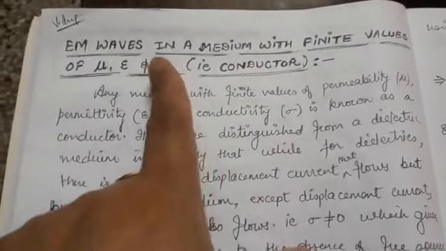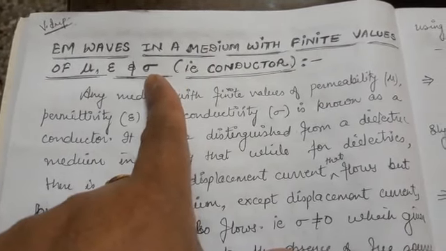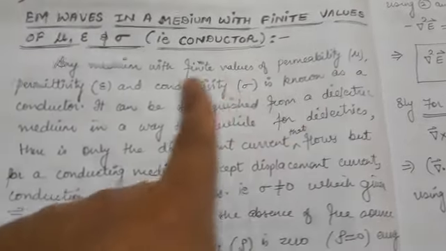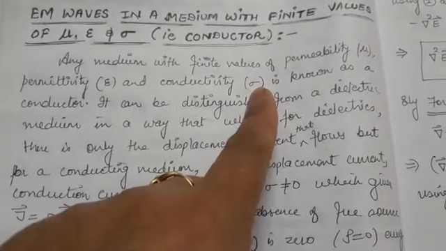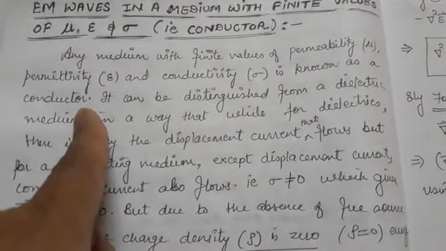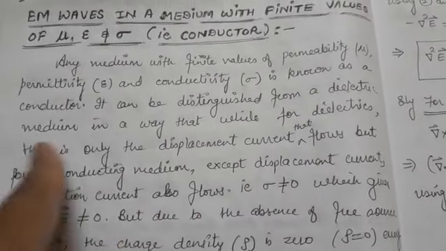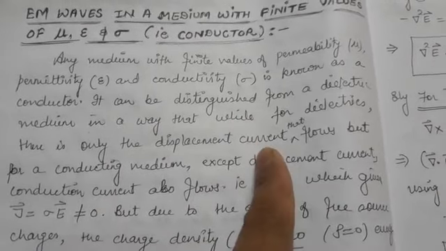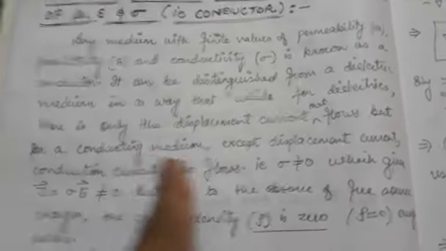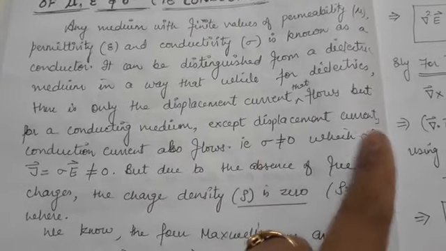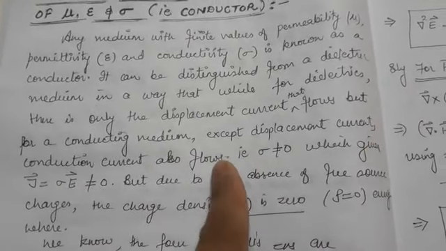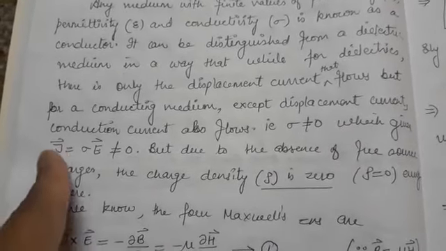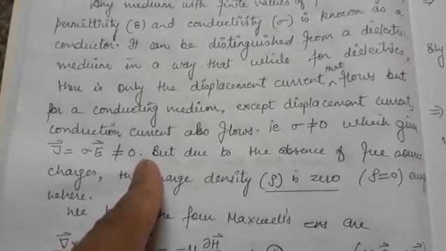For the conductor, sigma is always having a finite value which is not equal to 0. Any medium with finite values of permeability mu, permittivity epsilon and conductivity sigma is known as a conductor. It can be distinguished from a dielectric medium in that for dielectrics only the displacement current flows, but for a conducting medium, besides the displacement current, conduction current also flows. That means sigma is not equal to 0, which gives J vector equal to sigma E, which is not equal to 0.